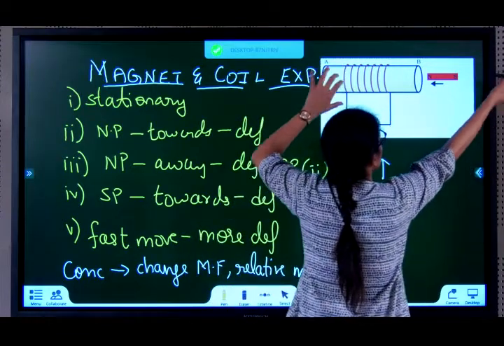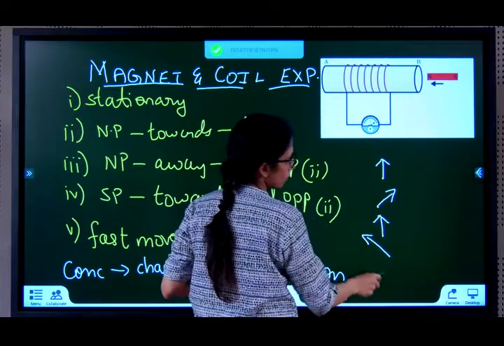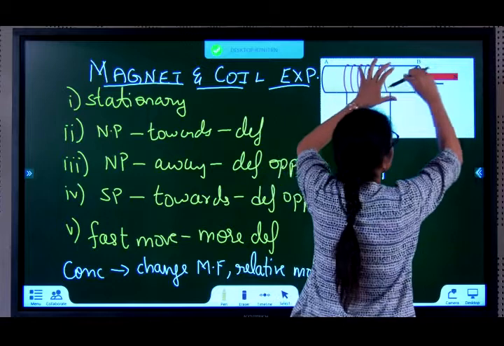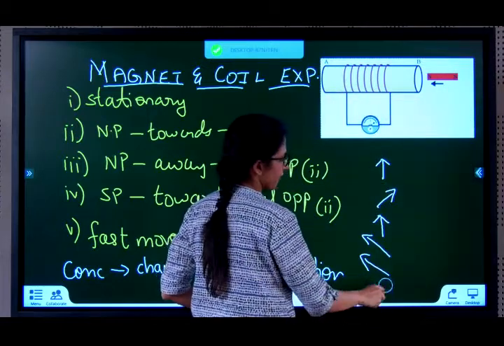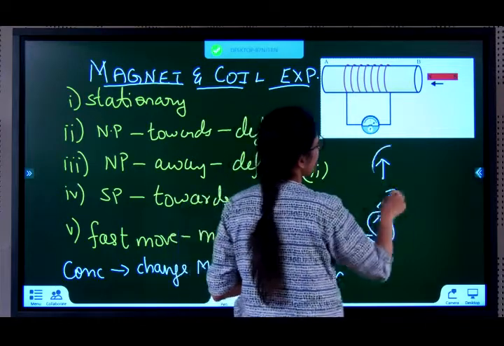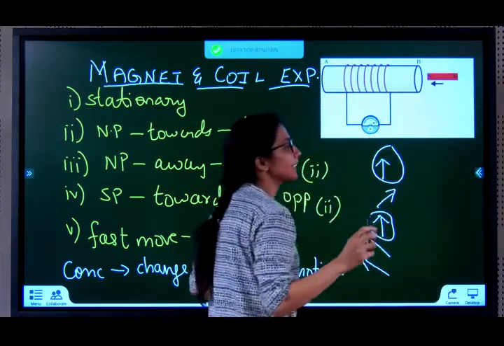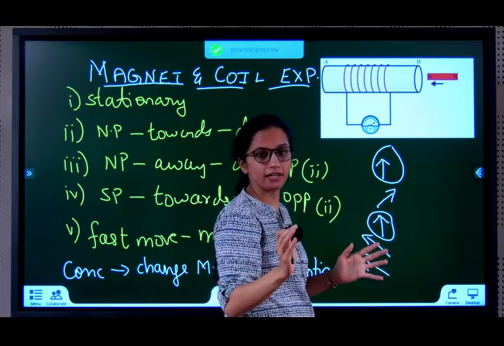Suppose I bring the south pole closer. North pole means it moved in this direction, south pole means it will move in this direction. If I move the magnet faster, we see more deflection. If you keep the magnet stationary, or bring it here and keep it stationary, you will see that there is no deflection. That means no current is induced.